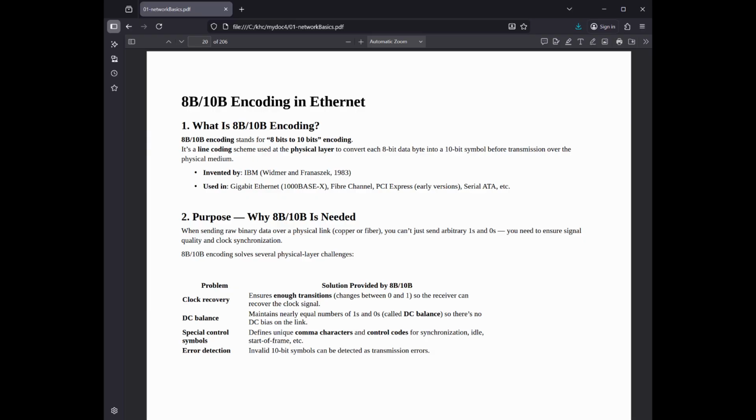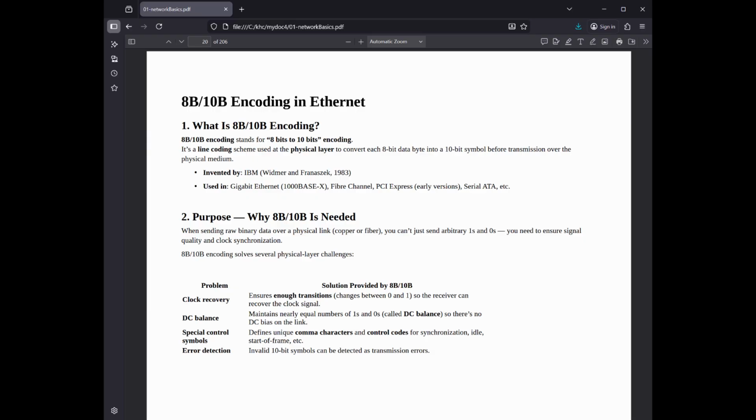Clock recovery. The code guarantees a sufficient number of transitions, changes from 0 to 1 and vice versa, in the data stream, with no more than 5 identical consecutive bits, a bounded run length. These frequent transitions allow the receiving device's clock recovery circuit, the PLL, to stay synchronized with the incoming data stream. Error detection. By using only a subset of the 1024 possible 10-bit symbols to represent the 256 possible 8-bit data bytes, the scheme creates illegal code combinations. The receiver can immediately detect a single bit error if an invalid 10-bit symbol is received.